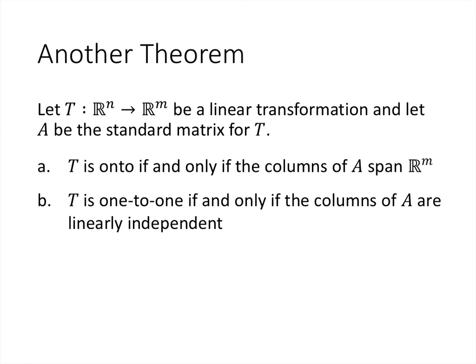Another useful theorem here actually says two things, two if and only if statements. So again, we're starting with the same setup. We have a linear transformation, and we're giving the name capital A to the standard matrix for that linear transformation. And this really classifies when the linear transformation is onto and when it's one-to-one. The linear transformation is onto if and only if the columns of the matrix span R^m, and the linear transformation is one-to-one if and only if the columns of the matrix are linearly independent.